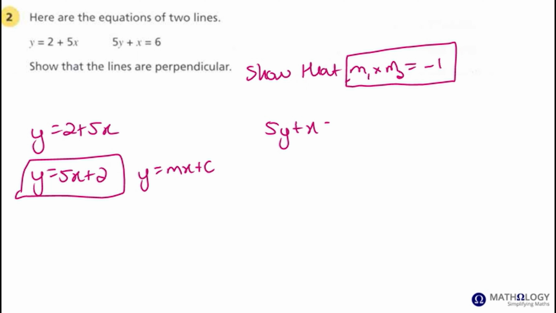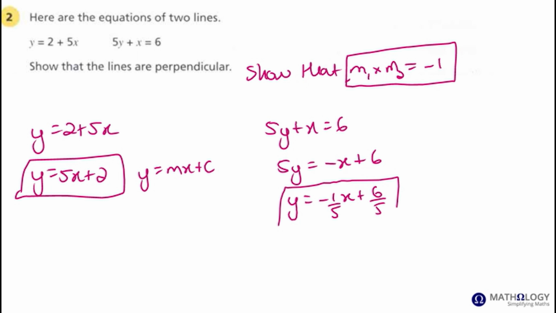5y plus x equals 6. This is not in standard form, so 5y equals minus x plus 6. Then we divide every term by 5. So y equals minus a fifth x plus 6 over 5. This is how we leave the line. No decimals whatsoever. Okay, so gradient 1 is 5.